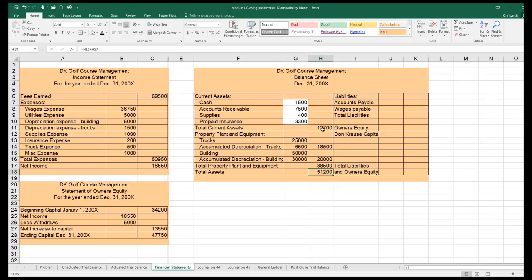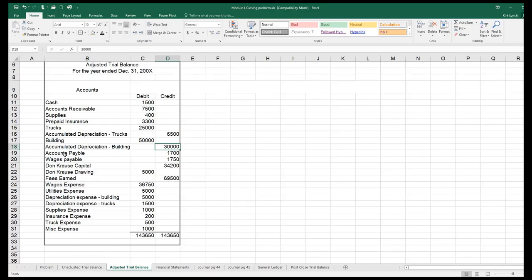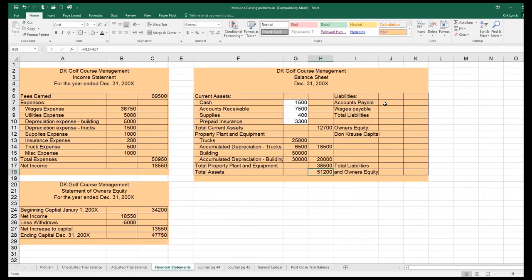So now we're going to move on to the liabilities and owner's equity sections of the balance sheet. And so we have here two liabilities, accounts payable and wages payable. And so if we look at those balances from here, accounts payable is 1,700 and wages payable is 1,750. So we'll plug in those amounts. And if we add those two numbers together, we get our total liabilities. And that should be what, 3,450, I believe.